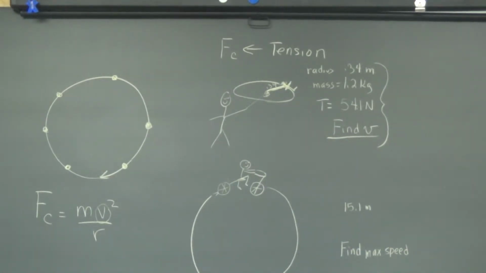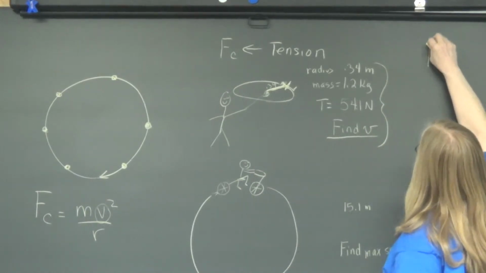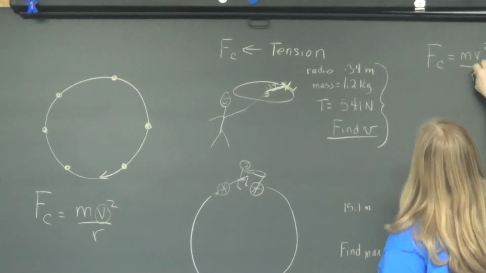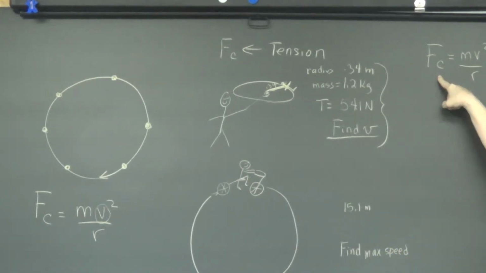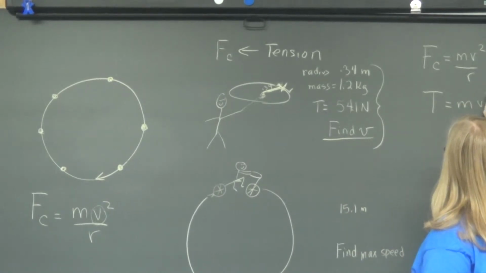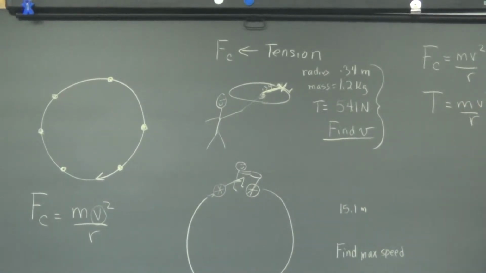Tension in the string and find velocity. Are you finding a spot for all those numbers? Let's see. Force centripetal. I can actually rewrite force centripetal because now I know that it is provided by tension. I'm going to call it T equals mv squared over r for clarity.